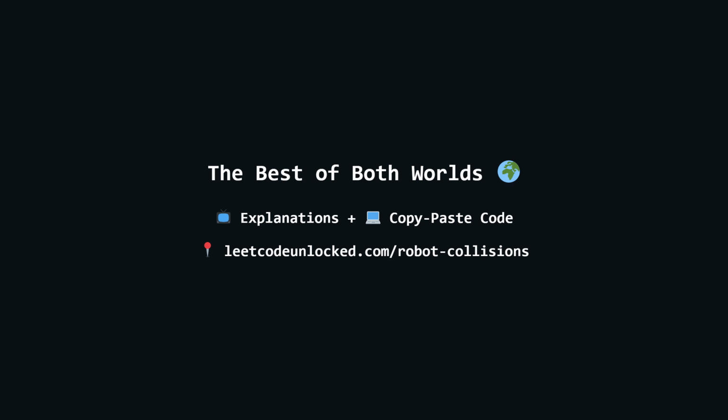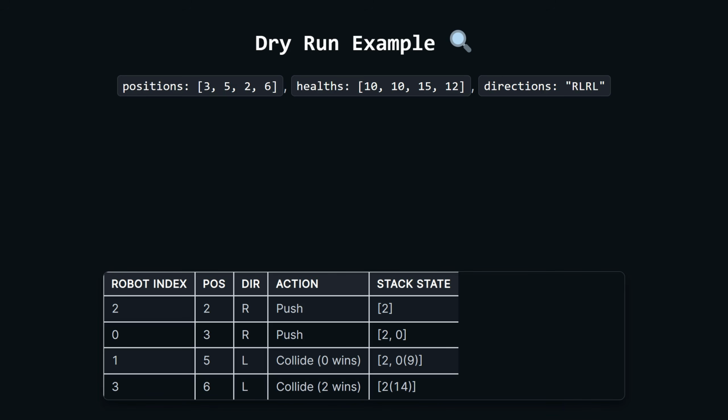Now let's look at an example. Let's trace a small example. We sort by position first. Robot at position 2 goes in the stack. Then position 3 goes in. When position 5 comes moving left, it hits the one at the top of the stack. After the dust settles, we just collect the ones with health greater than 0.